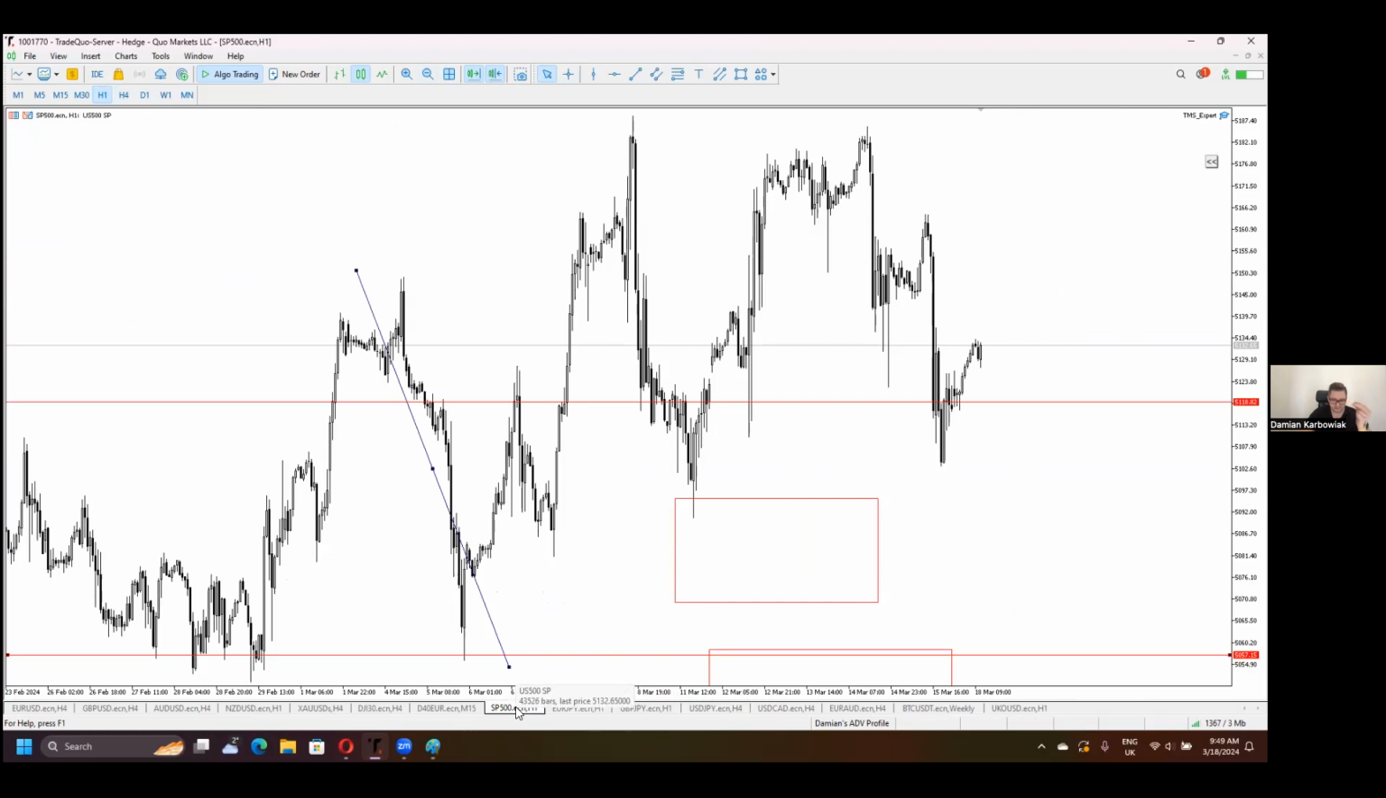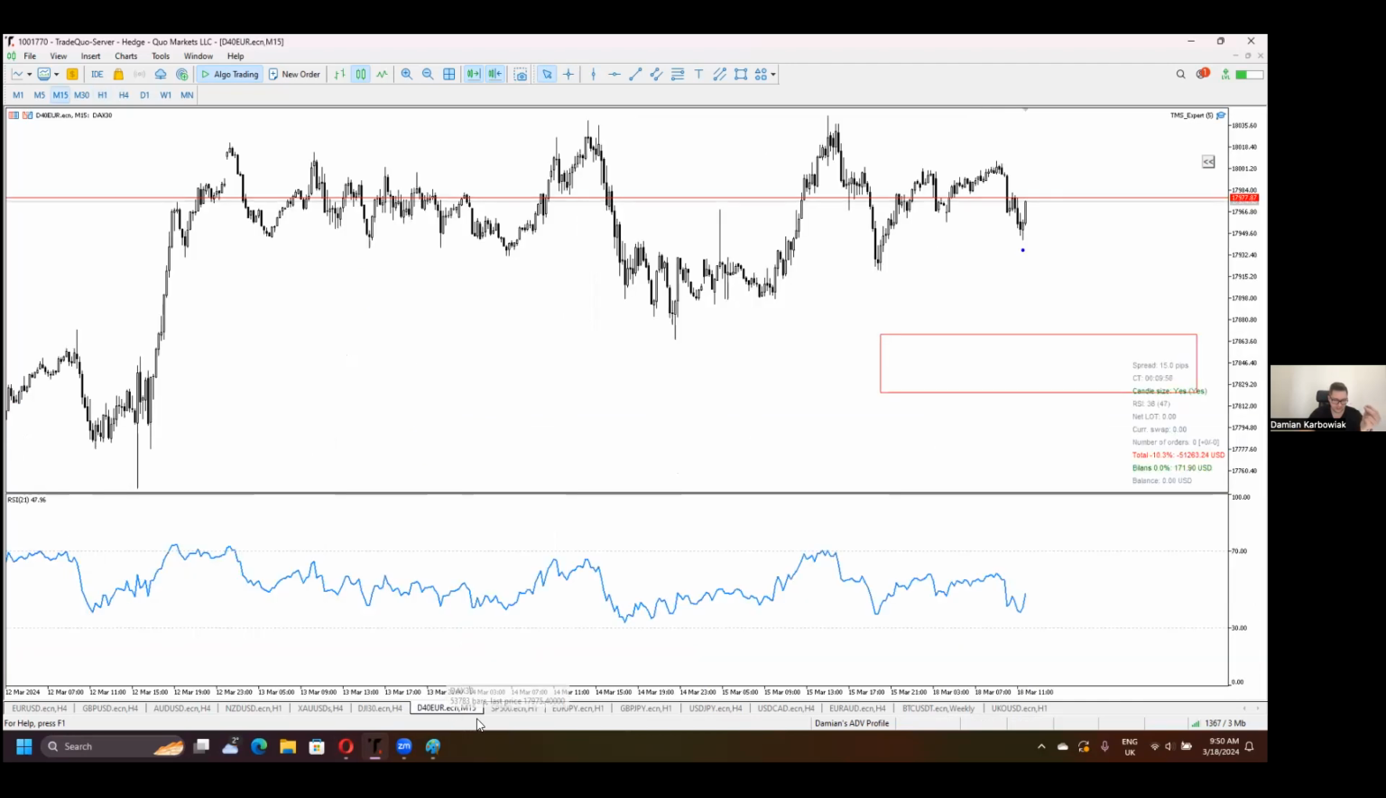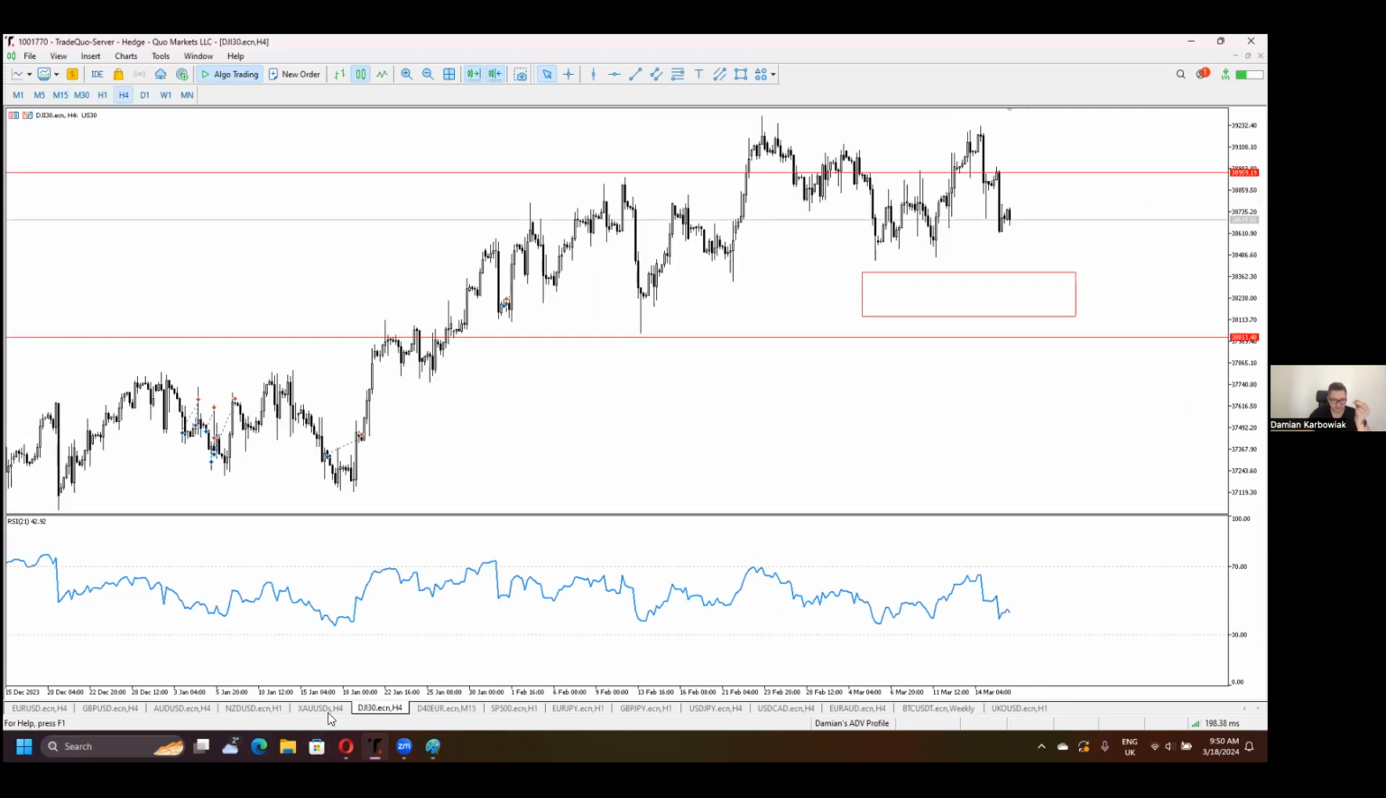S&P 500, no space to play. If you'd like to play, just wait for the deeper correction. DAX, after you see the candle formation M15, you can try to sell, but it's still not ready to play. Dow Jones, same story.